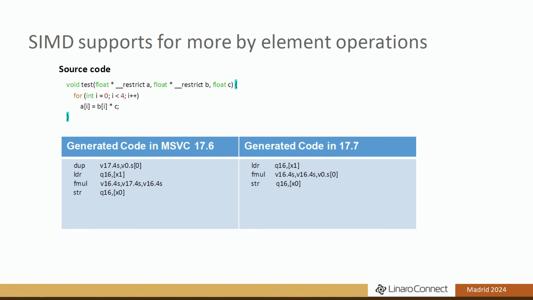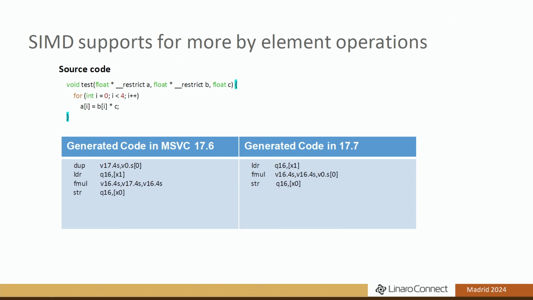The next optimization is by-element operation. What do we mean by by-element operation? ARM allows some operations where a SIMD register is multiplied by an element from another SIMD register. Let's look at the example here. This is also a loop with a count of 4, so we can do 4 of them at a time using a SIMD instruction. But in this particular case, it multiplies a scalar C into an array B.